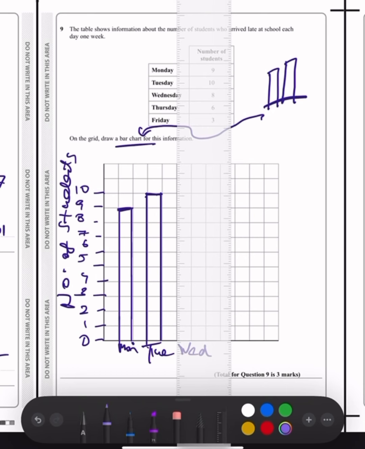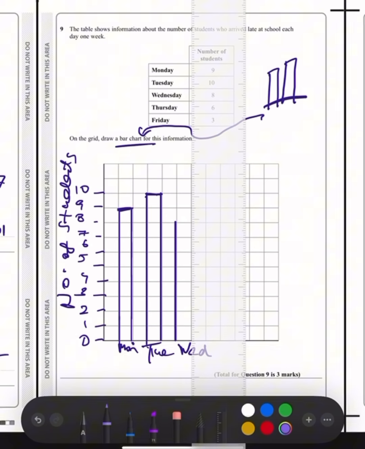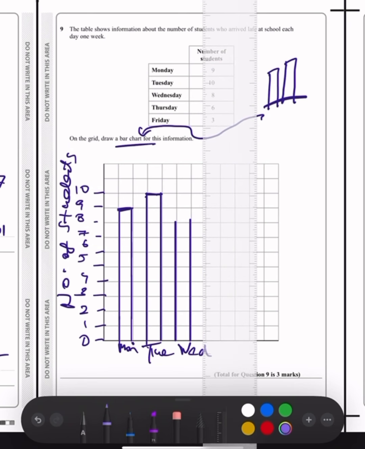So we get the scale, and then because it's 8, we mark it as 8 here. So you draw a straight line, and then another one over here, and then a line above.